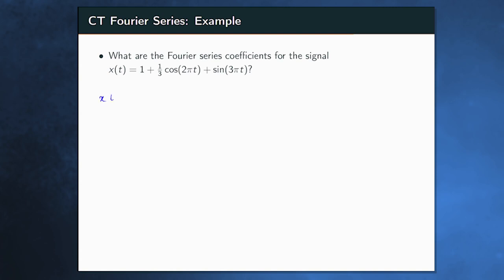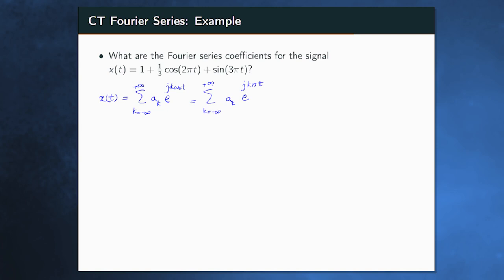Here is my synthesis equation. x of t is equal to the sum of a_k e to the j k omega naught t, running for k equals negative infinity to plus infinity. I know the value of omega naught; I just calculated it. It's equal to pi. So this summation is equal to a_k multiplied by e to the j k pi t for k equals negative infinity to plus infinity.